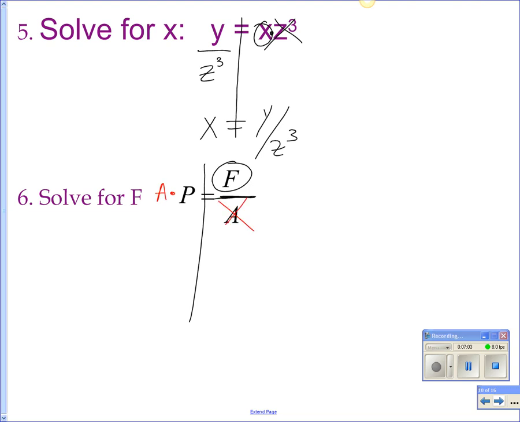So I'm going to multiply by A. So this one you could have lots of answers. You could have F equals AP. What else could you have? F equals, because multiplying doesn't matter what order it's in. Because what's 2 times 5? What's 5 times 2? 10. So order doesn't matter for multiplying. Okay.